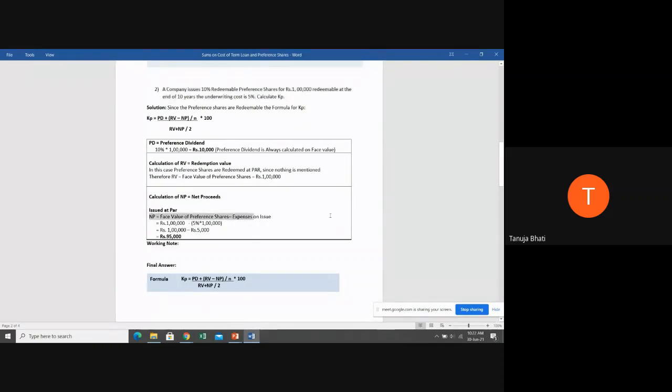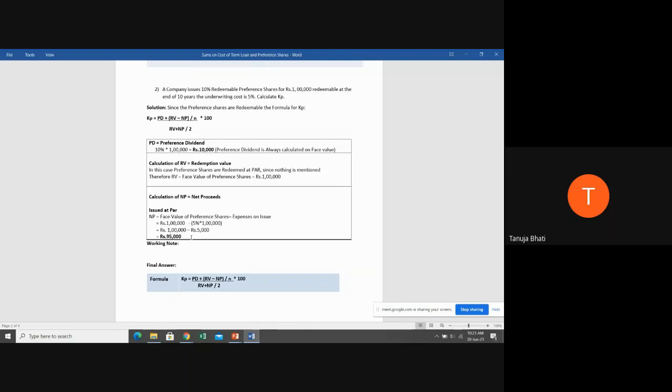So NP is nothing but the face value of preference shares minus expenses on issue. So face value of preference shares is again 1 lakh, minus expenses on issue, which is nothing but the underwriting cost, which is 5%, and it is always calculated on the face value. So 5% of 1 lakh. So rupees 1 lakh minus 5,000, which is 95,000. So we have found each and every term that is to be used in the formula.